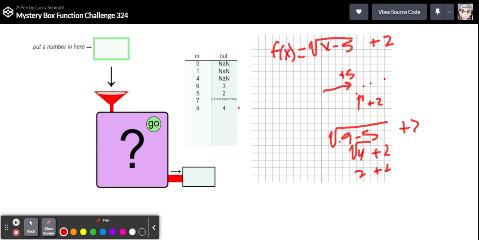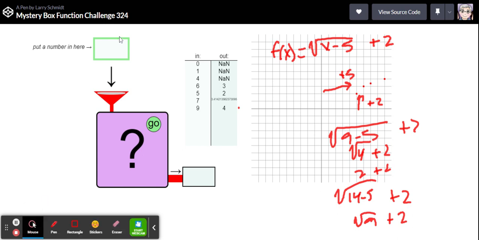So what if we put in 14? And the reason I want to put in 14 is because when you subtract 5 from that, you get 9. So this would be the square root of 9 plus 2. So that should give us 5 if we put in 14, right? Let's test that. So we'll put in 14. And it does indeed give us 5. We can't see it on the graph, but that's okay. I think we've got this one.